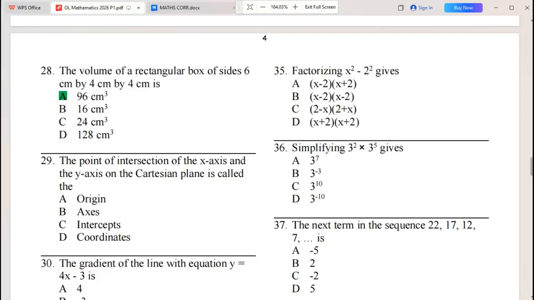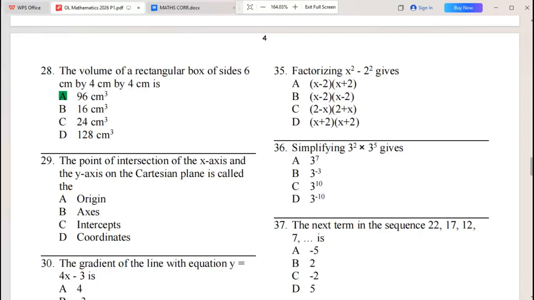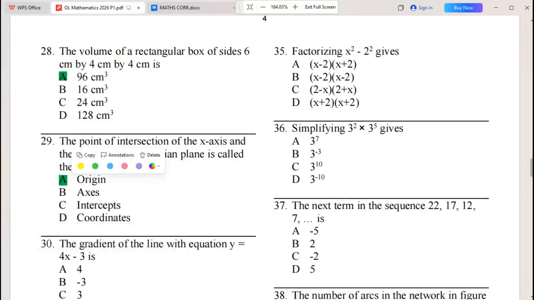Question 29. The point of intersection of the x-axis and the y-axis on the Cartesian plane is called... By that they are talking of this point where the x and the y-axis meet, and this point is called the origin, which is A. For the other options, you have B, an axis. An axis is a reference line which you use to locate points on a graph. We have the x and the y-axis, and sometimes you get the z-axis. The next option, C, we have intercepts. Intercepts are points where a graph cuts an axis. The next option, D, we have coordinates. Coordinates are address points on a graph. So for question 29, A is our answer.